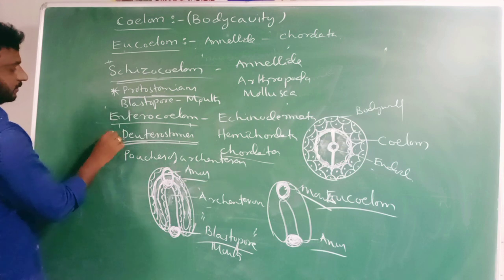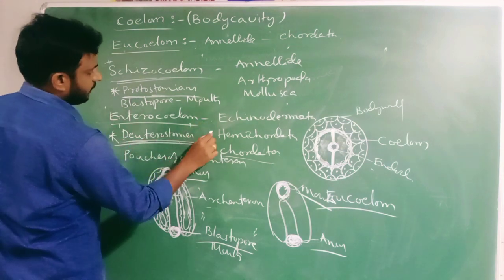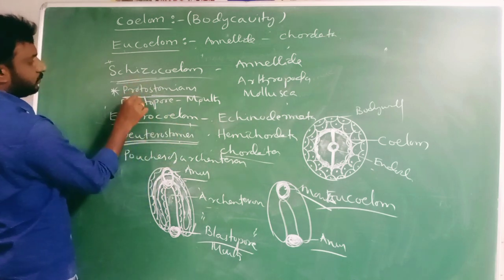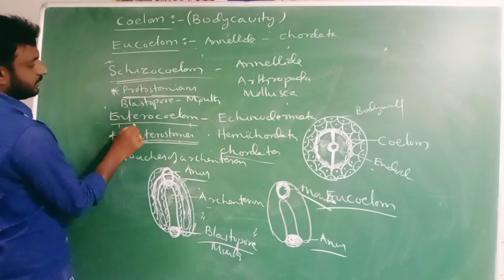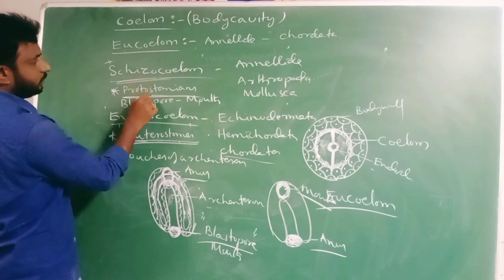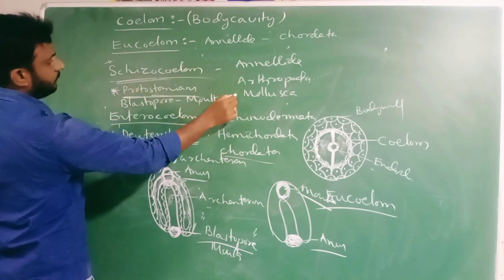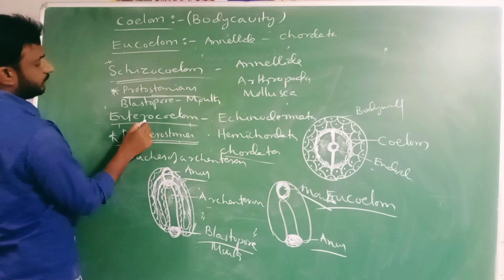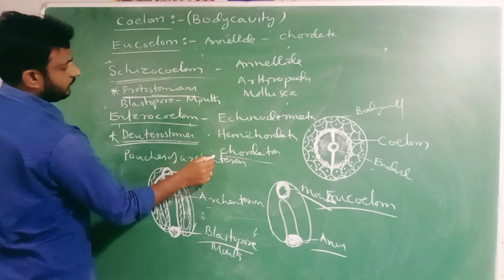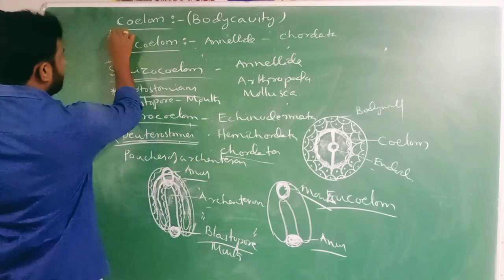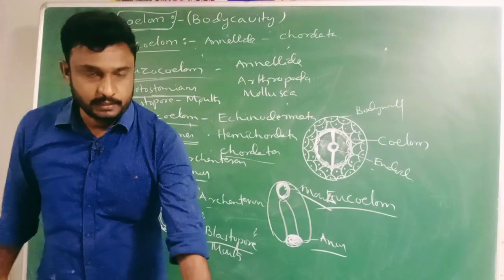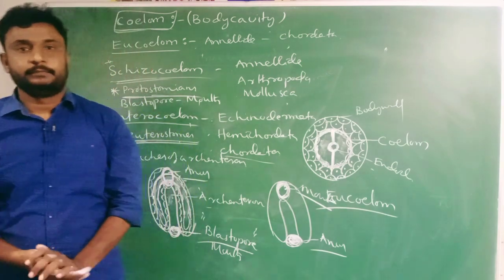Examples for deuterostomians: Echinodermata, Hemichordata and Chordata. Schizocoelomates are protostomians, and enterocoelomates are deuterostomians. Examples for schizocoelomate protostomes: Annelida, Arthropoda, Mollusca. Examples for enterocoelomate deuterostomes: Echinodermata, Hemichordata and Chordata. This is the coelom, the body cavity, the cavity present between the gut and body wall. Thank you.